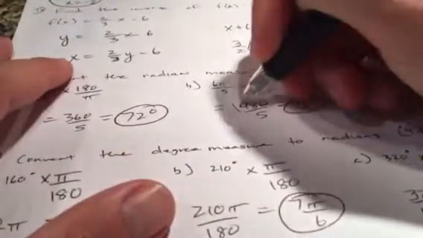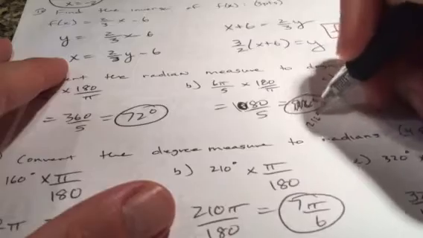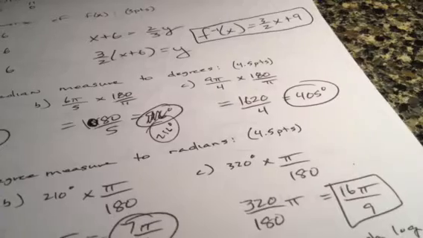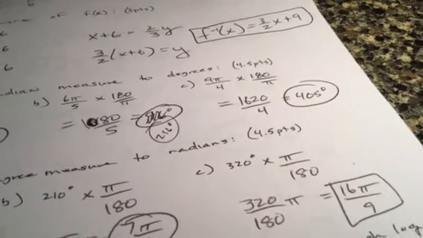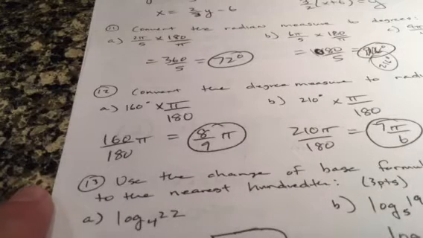6 times 180 is not that. That is 1080. 1080 divided by 5, that is 216 degrees. 216, change that. This one is right though. 9 times 180 divided by 4 is 405 degrees. This actually goes through the unit circle a full rotation plus an extra 45 degrees.